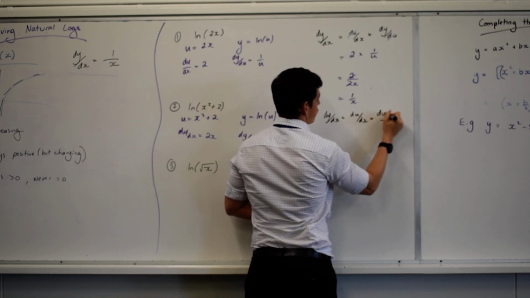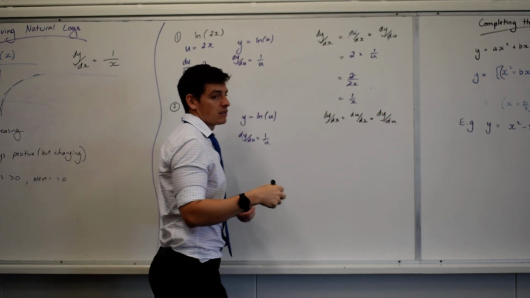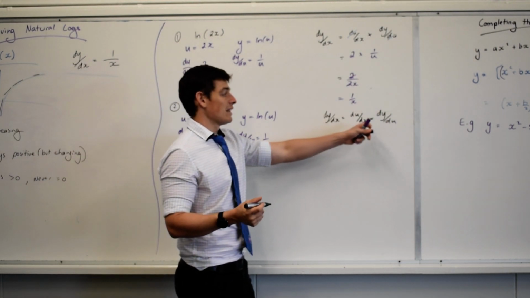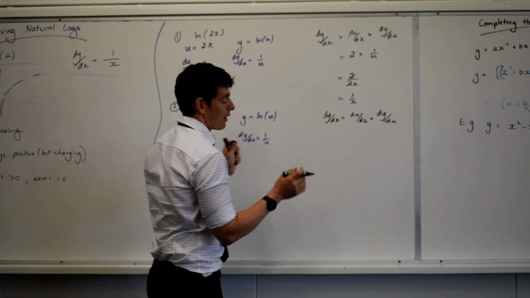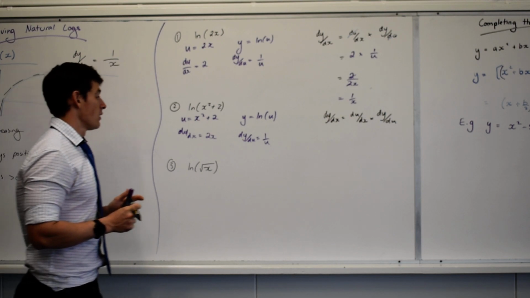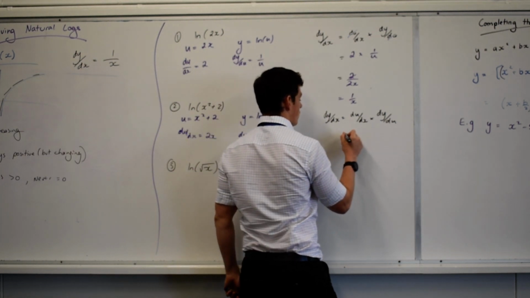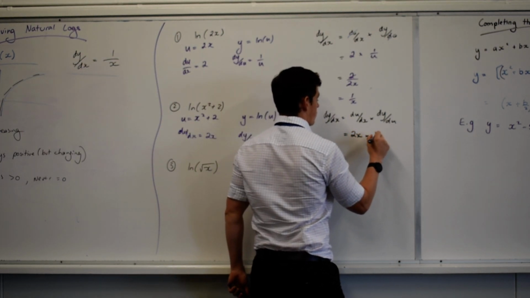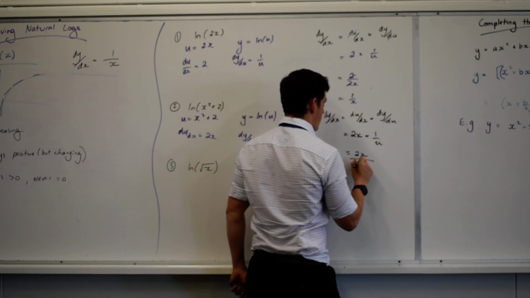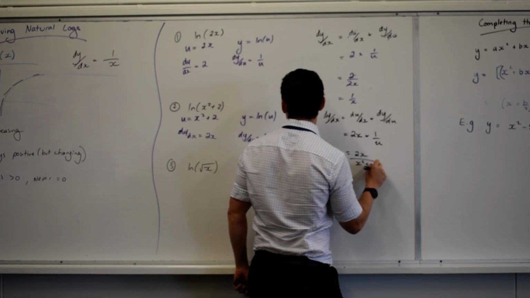Now I know it's a bit baby to write this out every time, but I find it makes sense. If it makes sense, take the time to do it. I can see that they cancel out. I can see where I'm grabbing my values from. Use a simple technique well, and you get yourself out of trouble. 2x times 1 over u, which equals 2x over x squared plus 2.